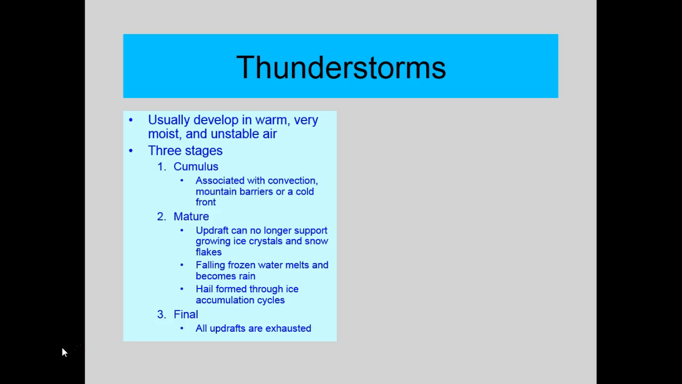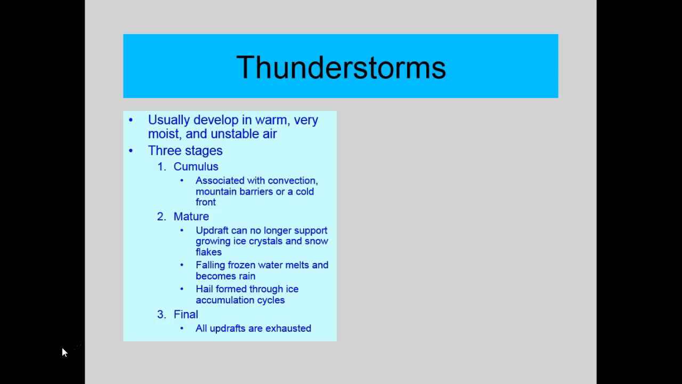weathermen, they use the National Weather System, and then if they want to make any adjustments, they can, because they're all meteorologists, or most of them are, and they know what they're doing. But the weather changes so rapidly it's hard to do. So anyway, that's the first, the cumulus phase associated either with convection, mountain barriers, or a cold front.